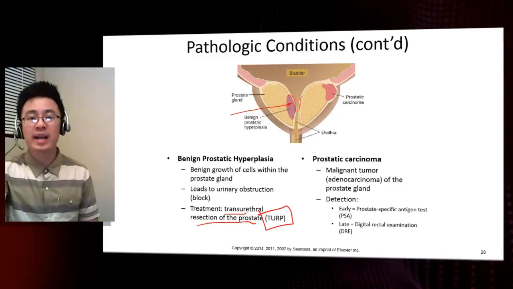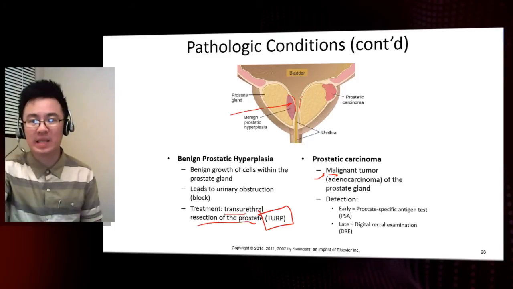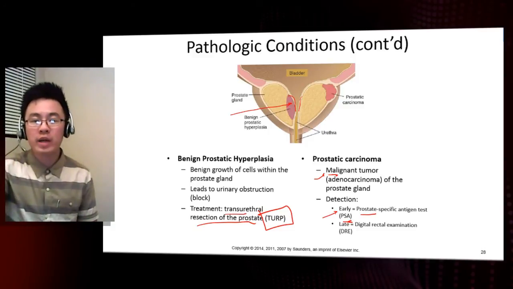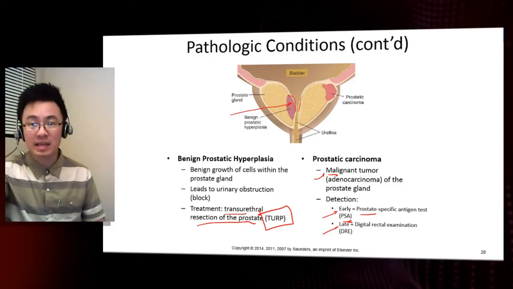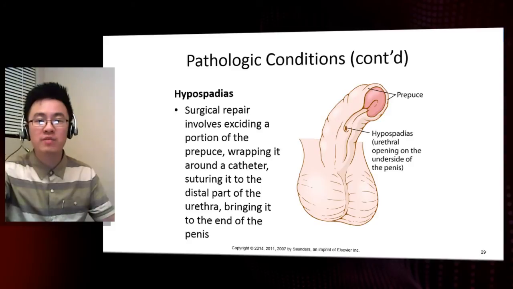Another type here is known as prostatic carcinoma, and this is when you have a malignant, bad tumor, an adenocarcinoma of the prostate gland. How to detect these is either using the prostate-specific antigen test, or PSA. This is used to detect the early onset of prostatic carcinoma, or you can do a digital rectal examination, or DRE, which allows us to detect it in its late stages. Hypospadias repair here is a surgical repair that involves excising a portion of the prepuce, wrapping it around a catheter, suturing it to the distal part of the urethra, and then bringing it to the end of the penis.